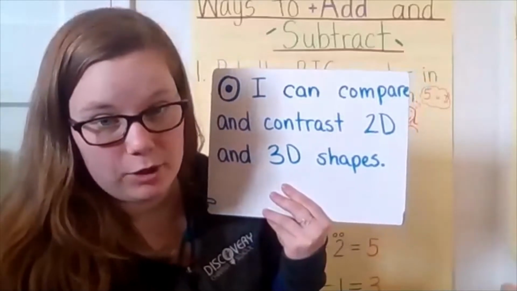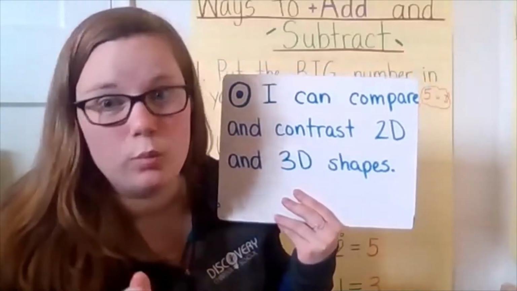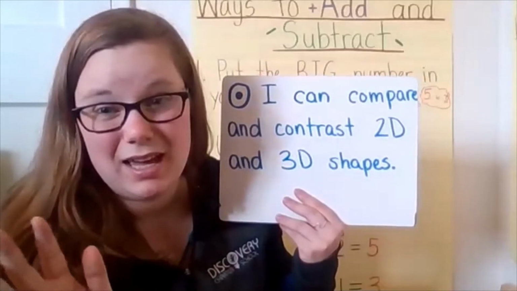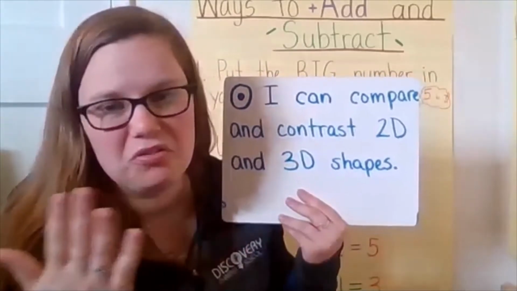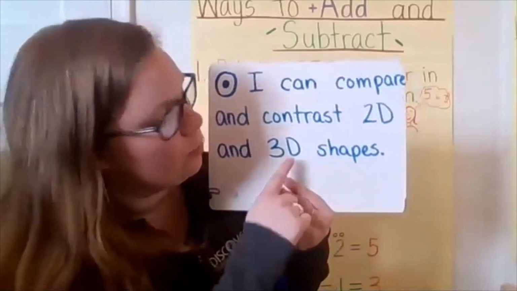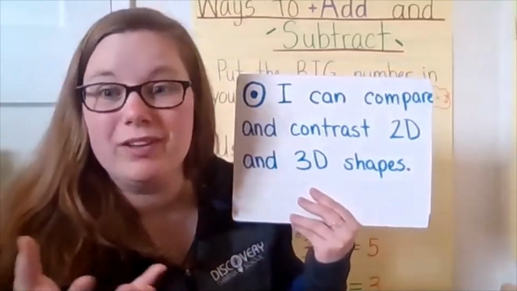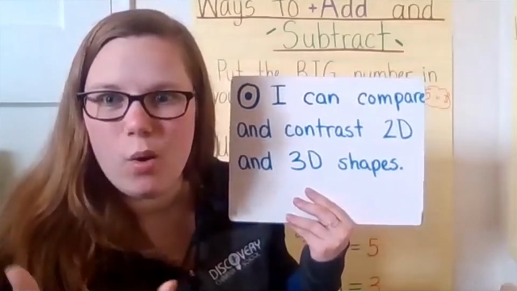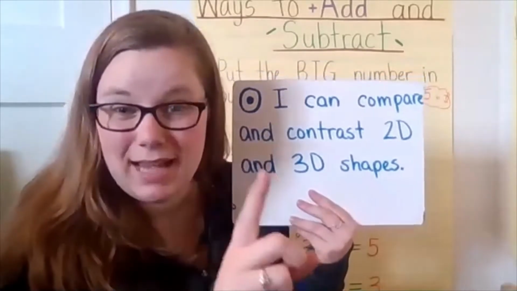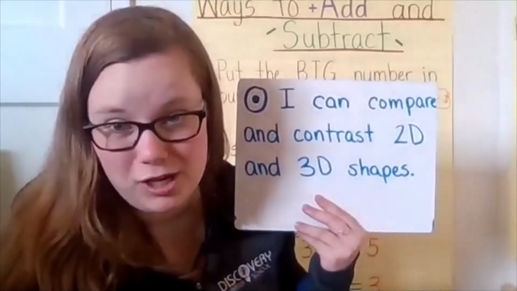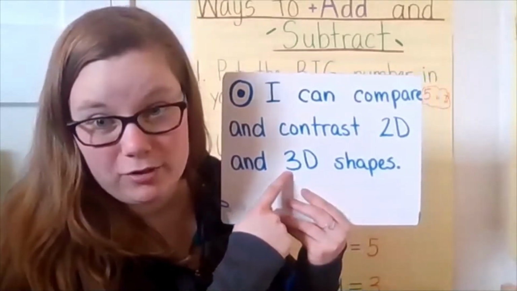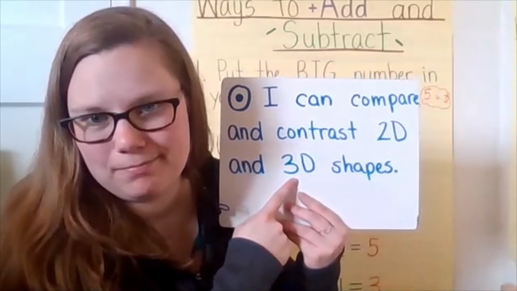2D shapes, remember, are when they're flat, when you can't see more than one side. So they go side to side. They're flat. 3D shapes are when they're solid, when we can actually hold them. They go side to side, front to back. We can see the back of those shapes. So if you can see the back of a shape, you know it's 3D.